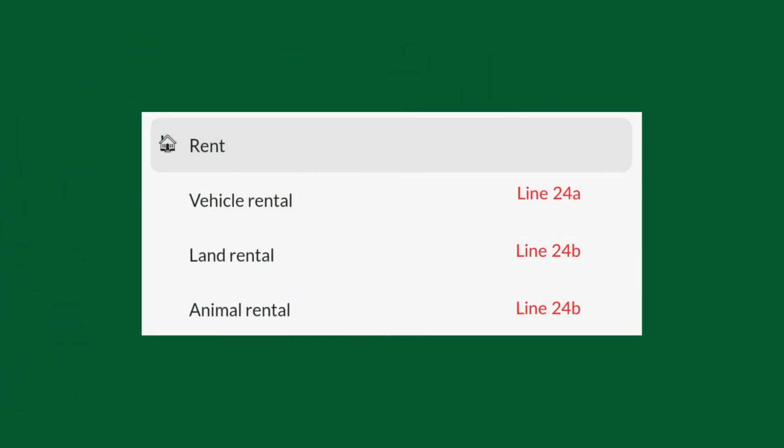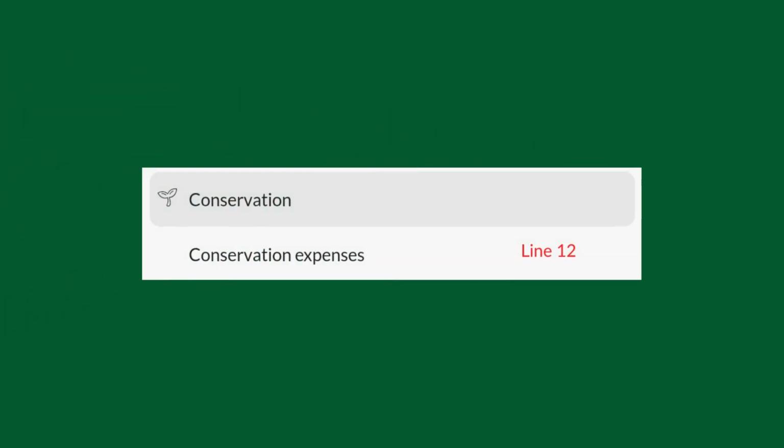Next, we have rent. So this could be for vehicles, land, or animals. Vehicle rental will go under line 24A. So this could be if you rent a skid loader to clean out your buildings, or if you rent land. Next, we have conservation expenses. These will go to line 12. This could be anything such as your strip tillage, your cover crops, putting in terraces, and other conservation expenses that you have gained throughout the year.